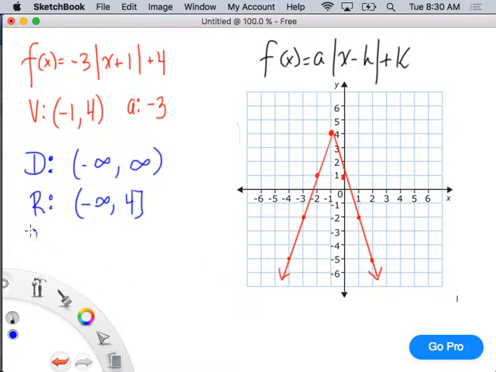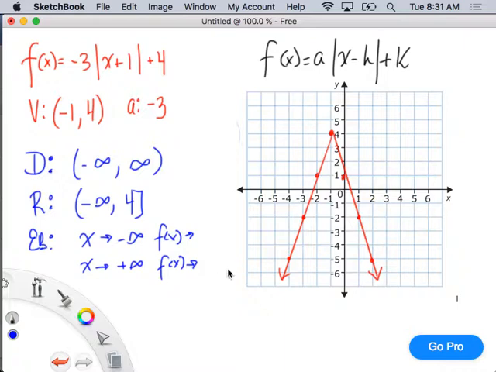And then the end behavior. Remember, this format is what you know from the very beginning. x goes to negative infinity, f of x goes to something we don't know yet. x goes to positive infinity, where does the function go? That's the question we're seeking to answer.